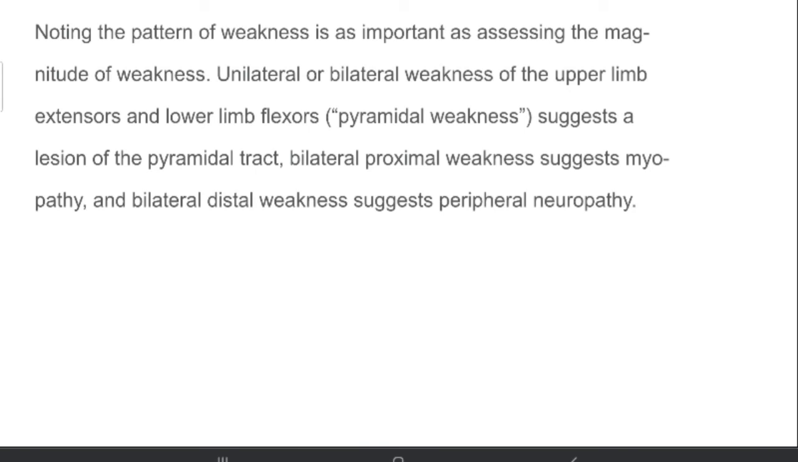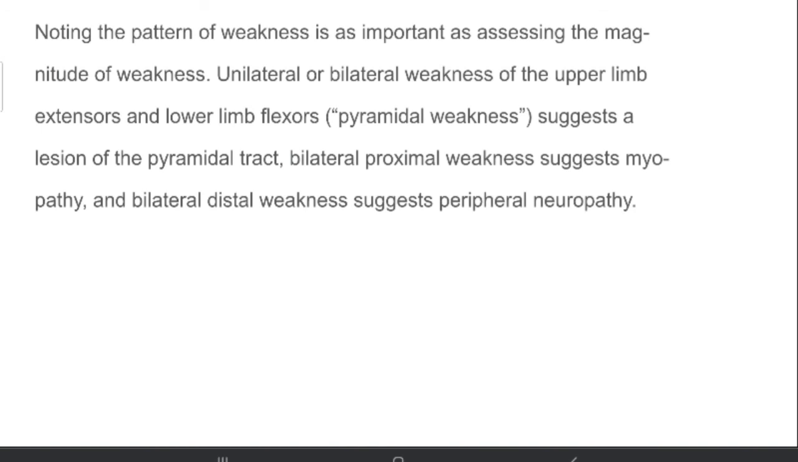Now why do we have to look for weakness? Weakness tells us that something is going on in our body. Unilateral or bilateral weakness of the upper limb extensors and lower limb flexors suggests a lesion of the pyramidal tract, which means pyramidal weakness.